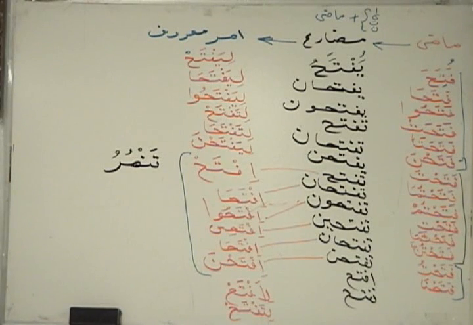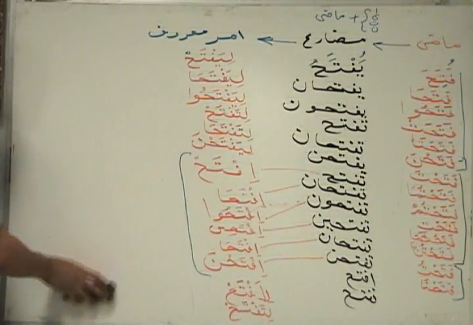What do you do here? Tansuru. Tansuru means you help or you will help. So it would be unsur. Unsur means it's a command, right? Tansuru means you help or you will help. Unsur means you should help. You help or help. Right. A command, right? Help. Okay, so this is amr ma'ruf.